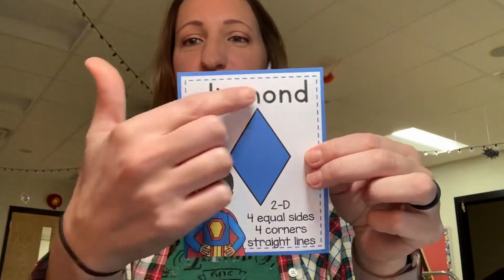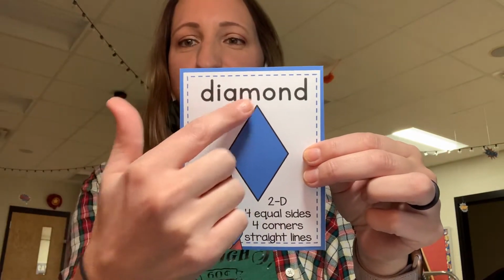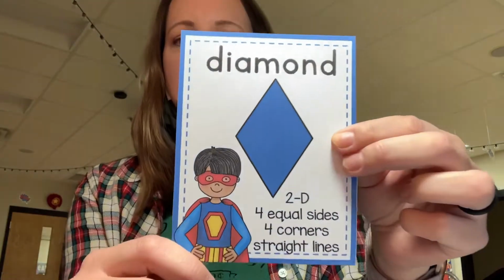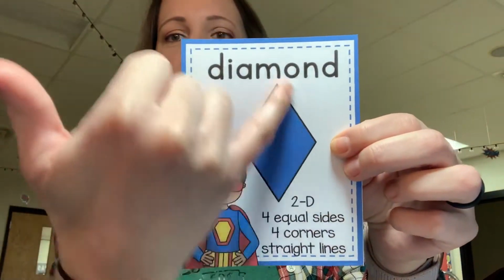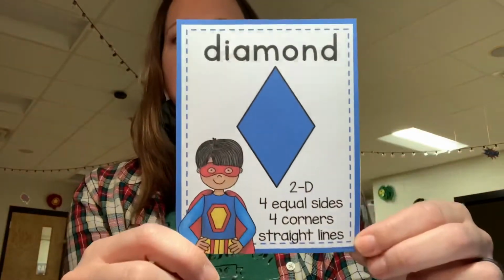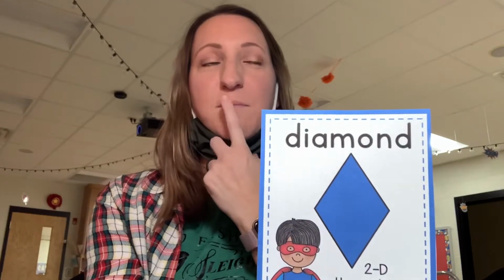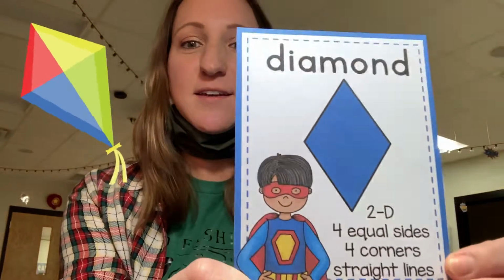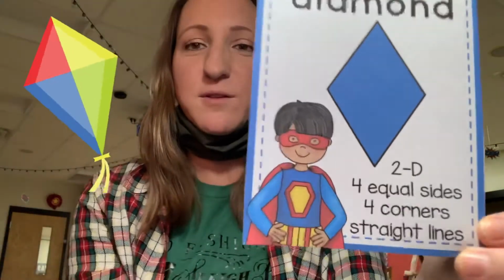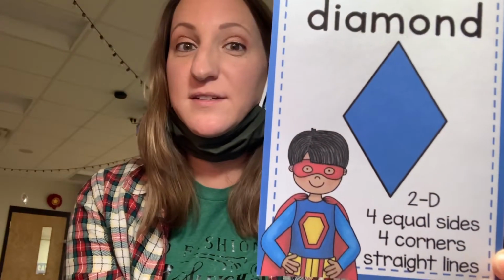Rhombus. Right. So a diamond has 4 straight sides, 4 corners, 1, 2, 3, 4, and no curves. So it's 4 straight lines and 4 corners. Can you think of something that looks like a diamond? What about a kite? If I drew a tail on that diamond, it would look like a kite. Can you think of anything else that looks like a diamond?